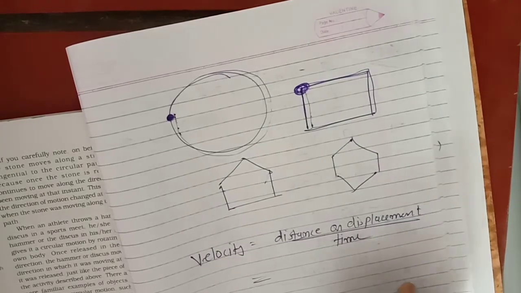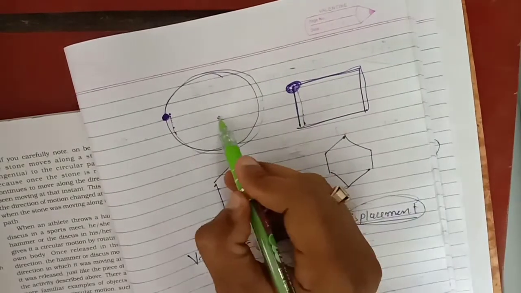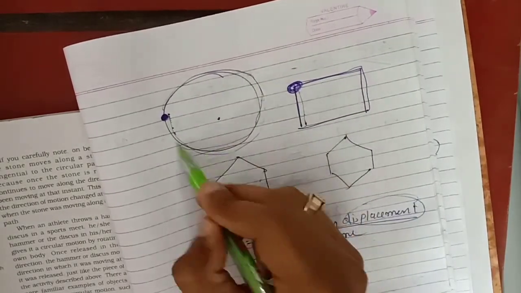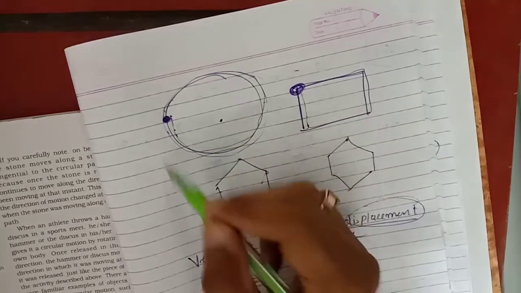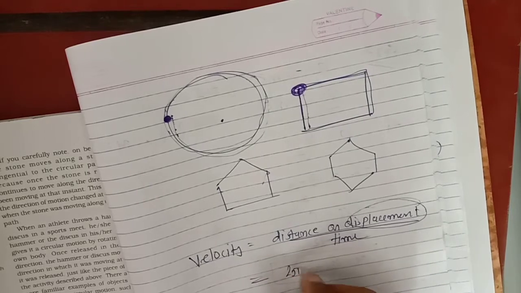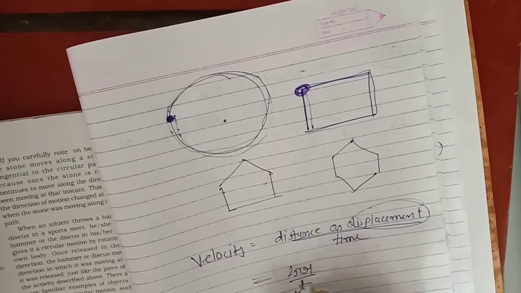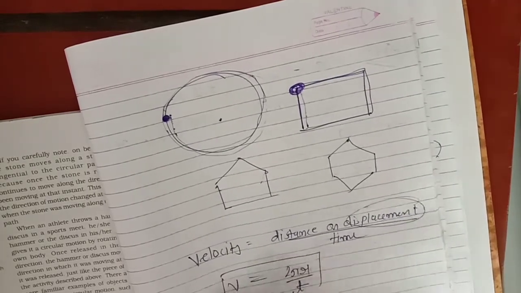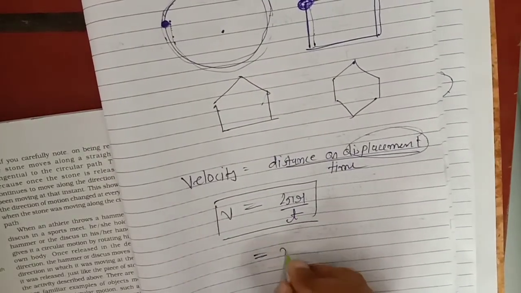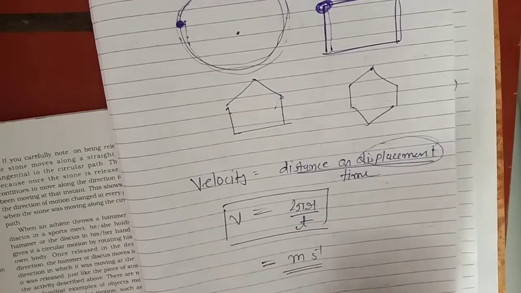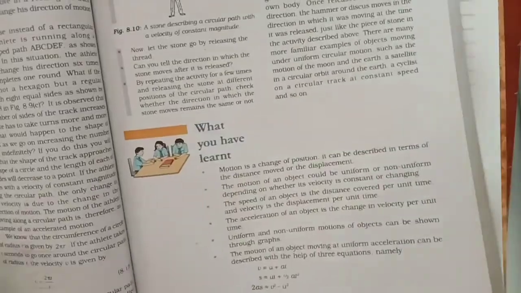Here, what is the displacement? Displacement for the circular path. If you start from here and end here, it means a circle. Circle means circumference. And what is the circumference of the circle? It is 2 pi r, and time taken is t. So velocity is equal to what? 2 pi r upon t. Unit remains the same, meter per second. Clear?